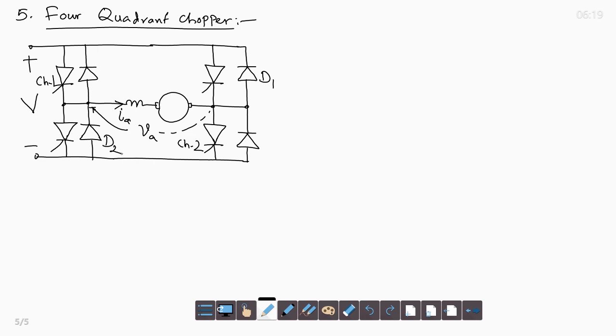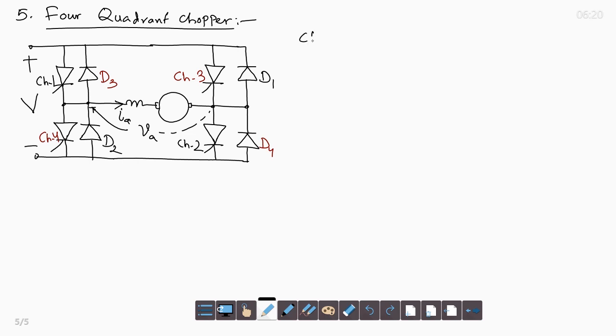So, this gives positive motor current IA, and voltage is reversible, voltage can be positive or negative. So, current is reversible. Now the other circuit is CH3, CH4, D3 and D4. This is another type of circuit that was discussed in the previous slide, but it is connected in opposite polarity to the motor. So, they give negative motor current, IA is negative, and voltage is reversible. So, I am making it clear.